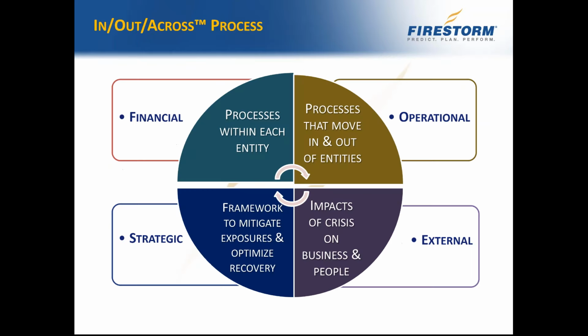We do this in what is called a business impact analysis, and we use an in, out, and across process. Think about all the processes within each one of your departments. First of all, think about everything that moves in and out of the department, and then we aggregate that for the company as a whole. Then we go back and look at the impacts of a crisis on the business and the people in each one of those departments. And then we start to establish a framework to mitigate the exposures and optimize the recovery.